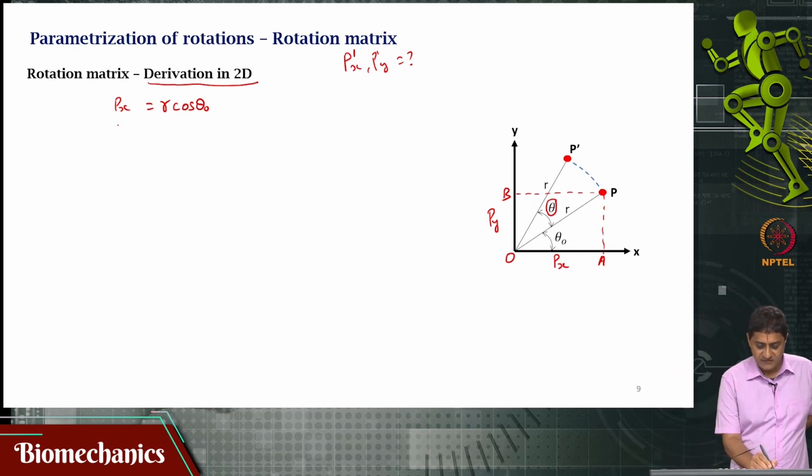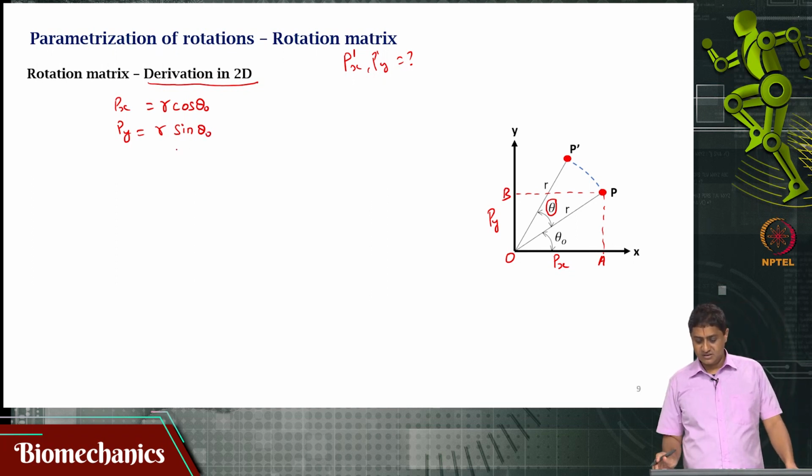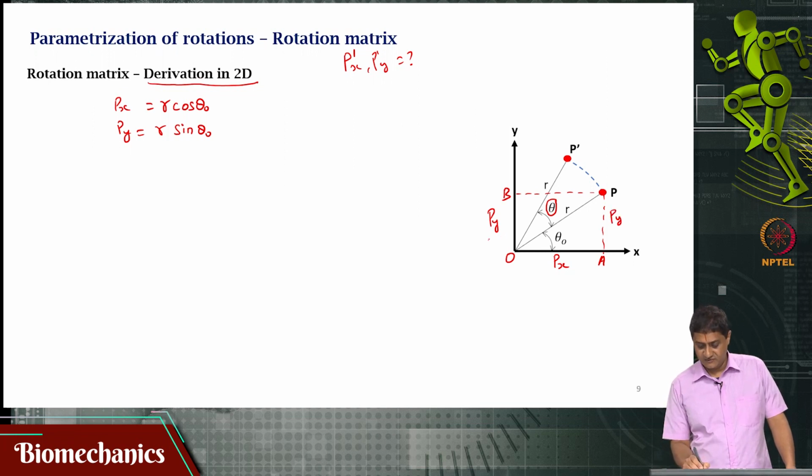What is the value of Py? Py is likewise r sin theta naught, because that is Py, this is also Py, is it not? If this is Py, this is also Py. In the right triangle OAP, that is the opposite side. There are many ways of discussing this; I am discussing in this way. So, Py is r sin theta naught.